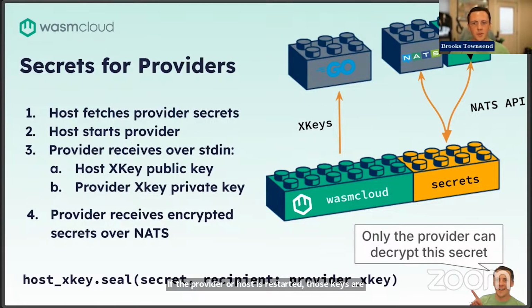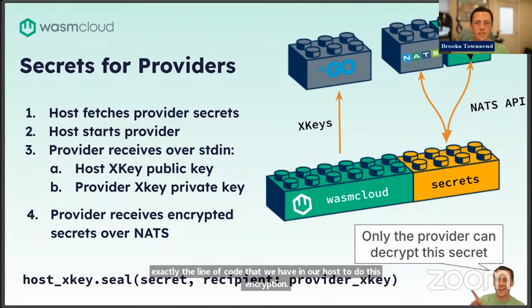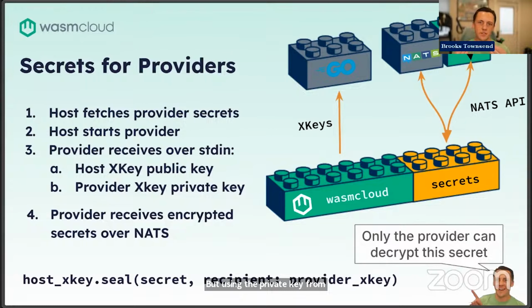So I included a little code sample here at the bottom, and this is almost exactly the line of code that we have in our host to do this encryption. Using the private key from the host, you can then seal or encrypt a secret value and specifically target that for a recipient, which is the provider's public key. So this is a very nice asymmetric encryption algorithm.